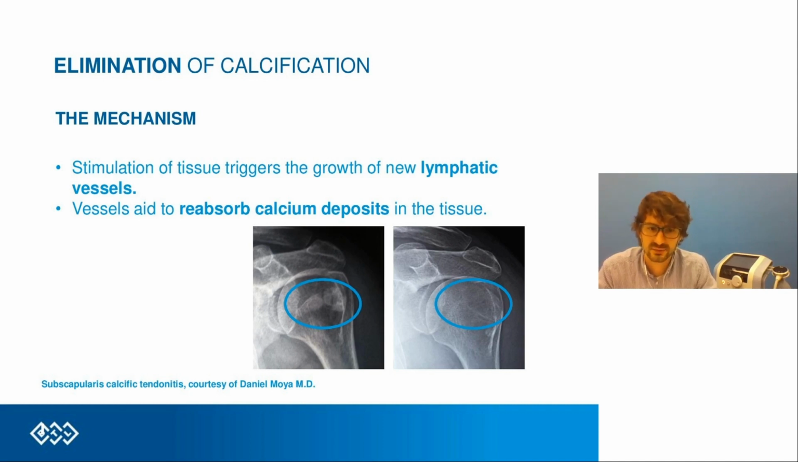But in these cases, the most common theory of how this calcification is eliminated, not destroyed but eliminated, is by stimulation of the lymphatic vessels, providing the lymphatic system some impulse to reabsorb this material. This is probably the most common theory of how the calcifications are removed. So in these cases, I would get back to it immediately.